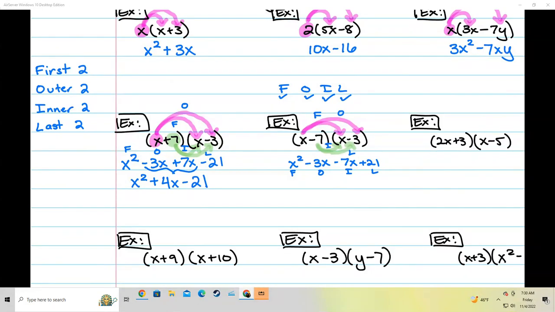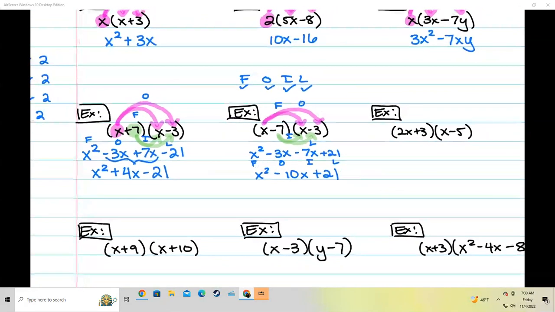So now that I have my FOIL, I've already done it. I'm going to go ahead and combine like terms. The x squared does not join up with anything, but the negative 3x does join up with the negative 7x. That gives me a negative 10x. So I get x squared minus 10x plus 21. And that's as far as I can go with that one. This becomes a trinomial because it has 3 terms in it.